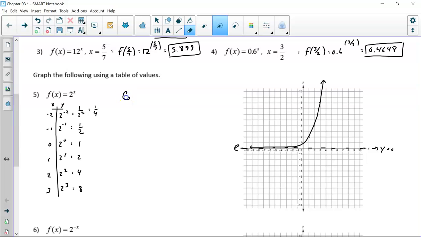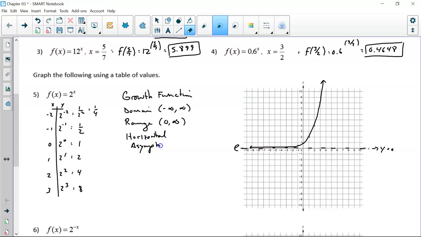So now, this is what we call a growth function. It's rising from left to right. Now, our domain is all real numbers. We're going from negative infinity to positive infinity. And our range, we're going from 0 to infinity, but we're not ever reaching 0, so we use a parentheses to infinity. And our horizontal asymptote, I'm going to use HA for short, y equals 0.